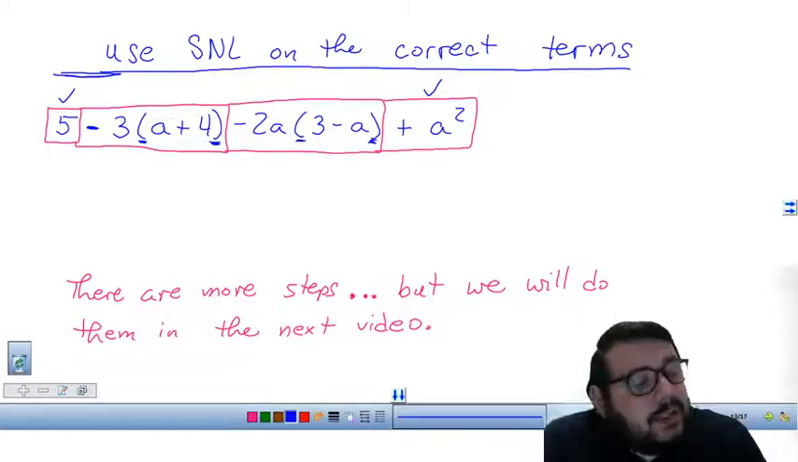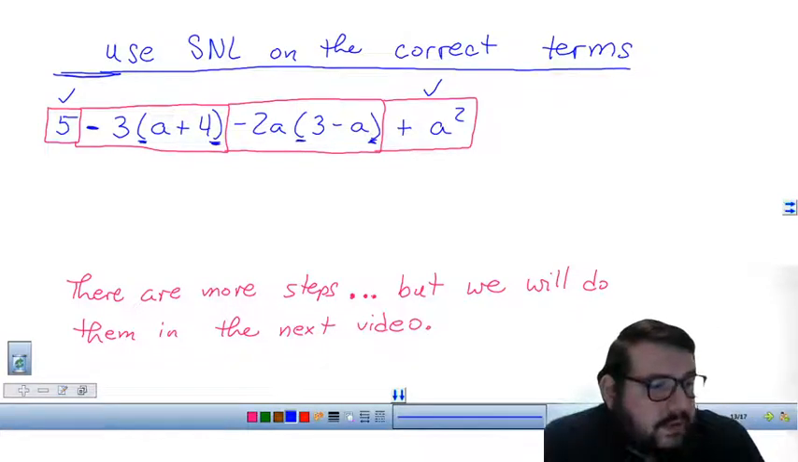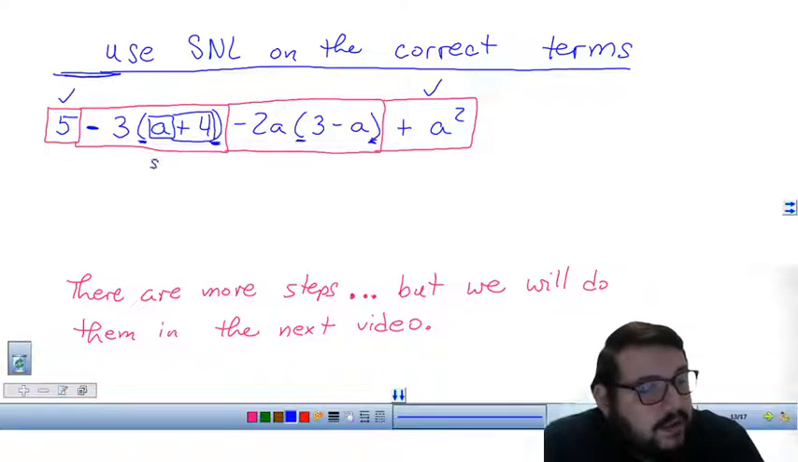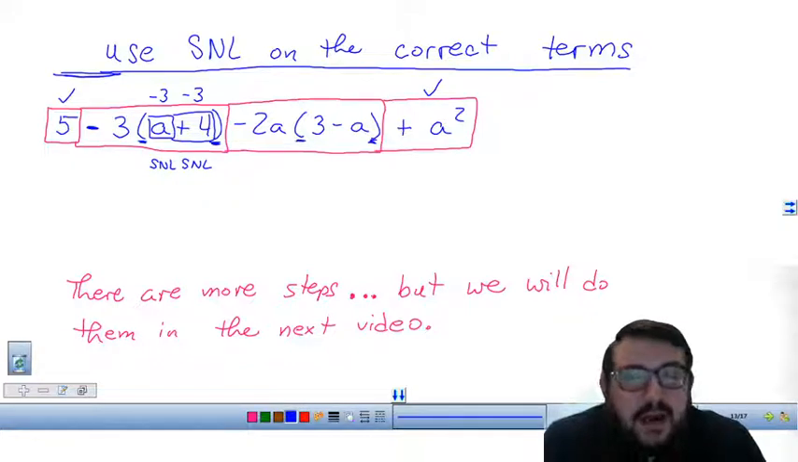So let's go in this first multiplication, this first box with parentheses, and let's identify the terms inside the parentheses, a and positive 4. And underneath those two, I'm going to write SNL, SNL. Okay, and now here I have a negative 3, and I'll put that on top of each of those boxes. Now, does it matter that this one didn't have a letter? Not at all. Just whatever's outside the parentheses, that's what you're going to copy up here.